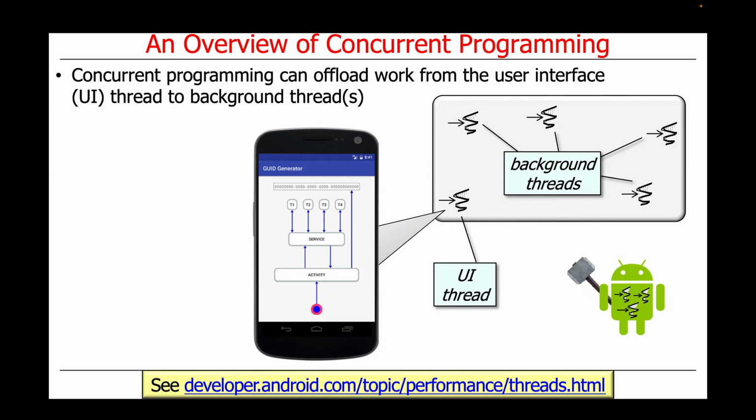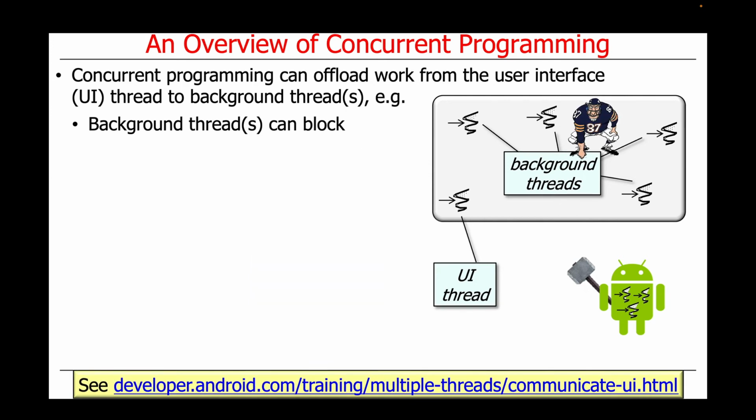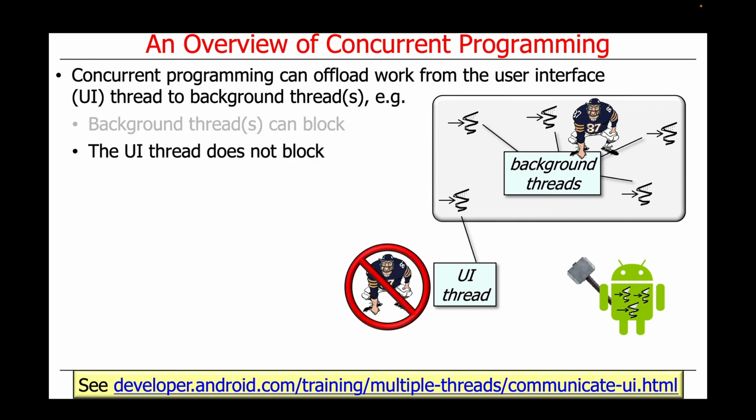And you can see here an Android architecture where there's a user interface thread that's responsible for interfacing with the person who's using the device. And then there are multiple background threads that can be used to do longer running computations that very well may end up having to block. The background threads are able to block. They may block on I/O, they may block on waiting for a database, they may block on a synchronizer, all kinds of things. However, the user interface thread never blocks.